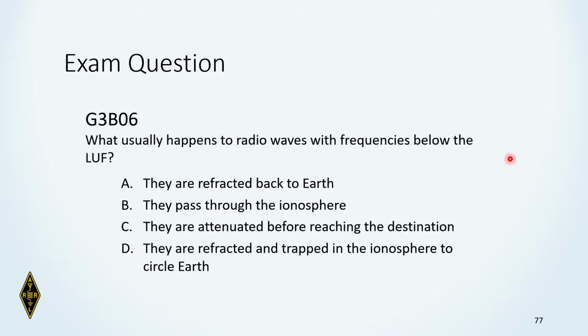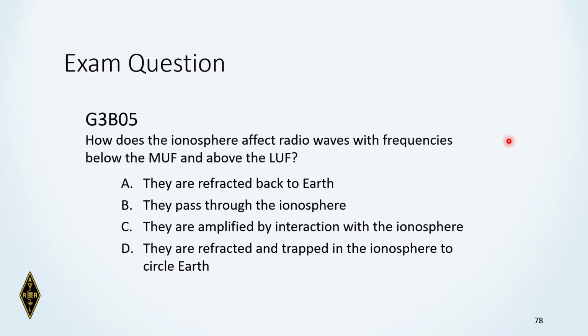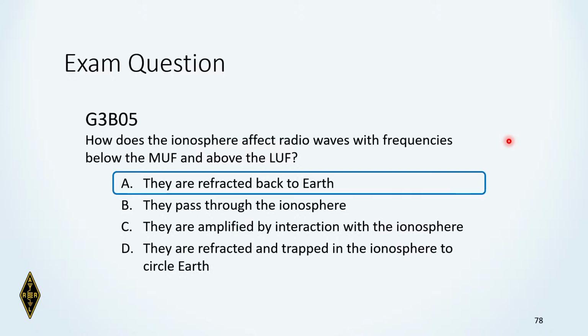What usually happens to radio waves with frequencies below the LUF? Charlie, attenuated before reaching the destination. Generally speaking, that just means they're completely absorbed. Its maximum attenuation would be zero signal, of course. How does the ionosphere affect radio waves with frequencies below the MUF and above the LUF? You think about this a little bit. Alpha. Yep, that's the happy region, reflected back to Earth.